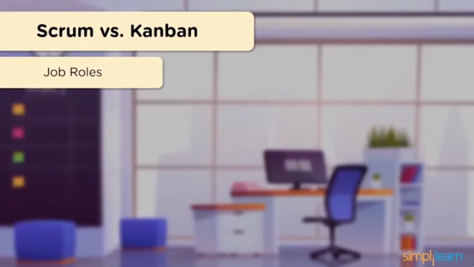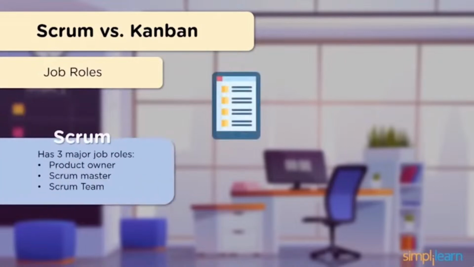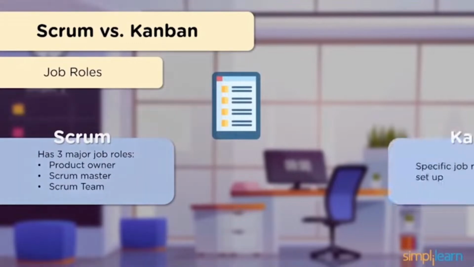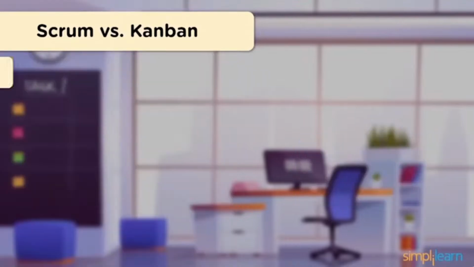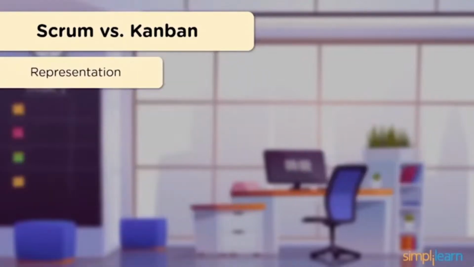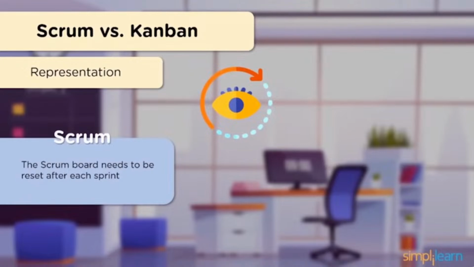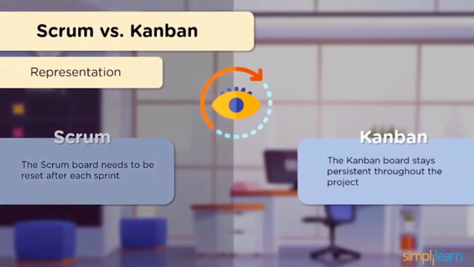Now, let's have a look at the job roles within these frameworks. Scrum has 3 major job roles: Product Owner, Scrum Master, and Scrum Team. With Kanban, you don't have any specific job roles. Now, let's talk about how data can be represented. With Scrum, the board needs to be reset once a particular sprint is complete. With Kanban, the board stays persistent throughout the entirety of the project.